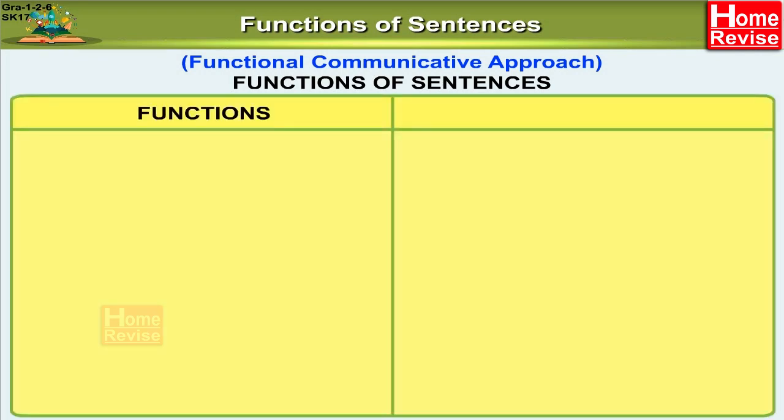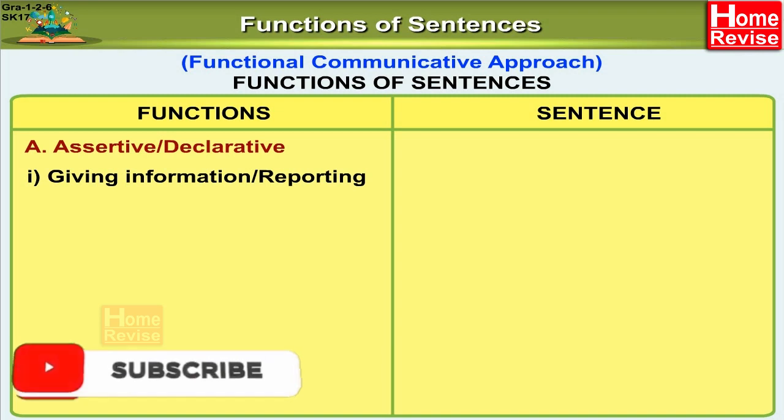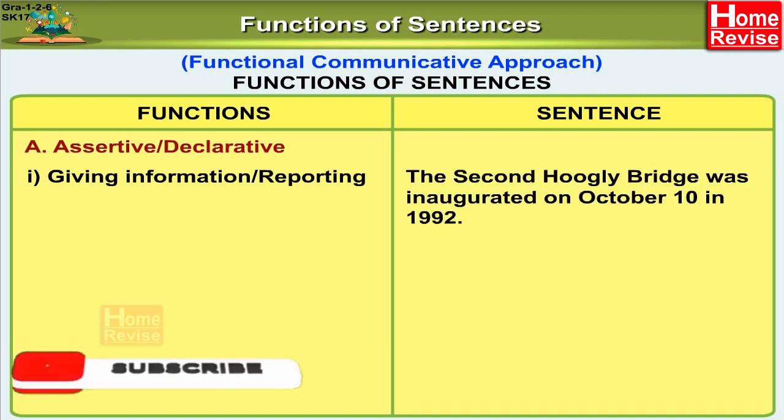Functional communicative approach. Functions of sentences. Here are functions and sentence. A. Assertive or declarative. First, giving information or reporting. Sentence: The second Hooghly Bridge was inaugurated on October 10 in 1992.